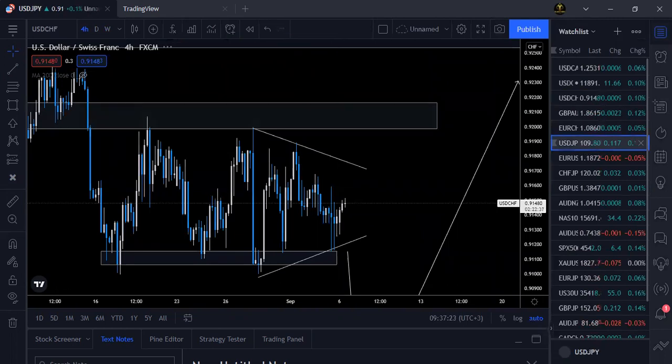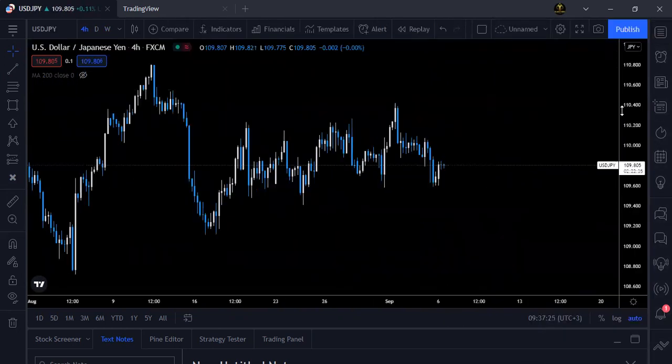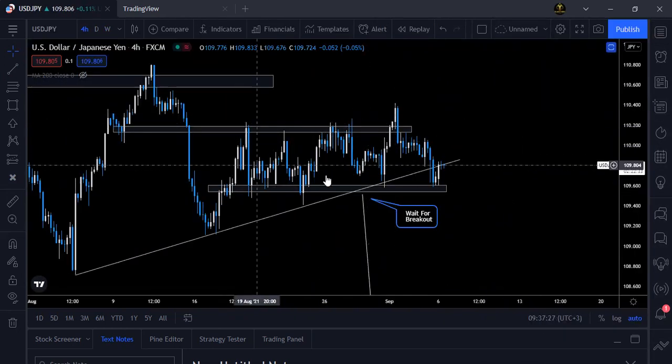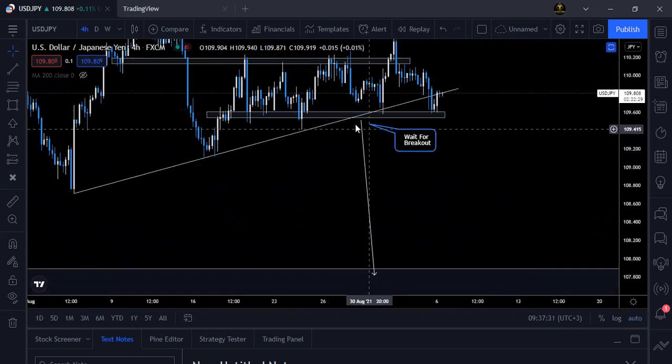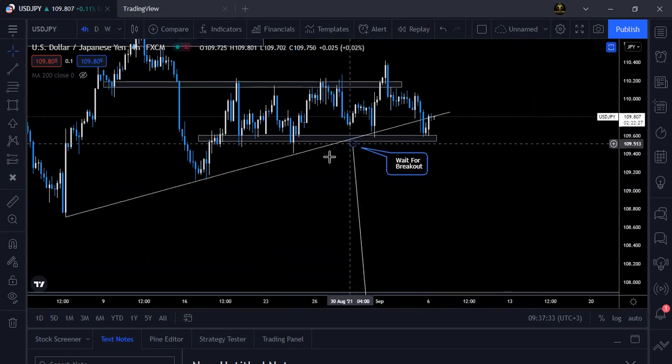Right, now we have USDJPY, also in another consolidation. So last week, I remember I told you to sell it after the breakout, which it never did.